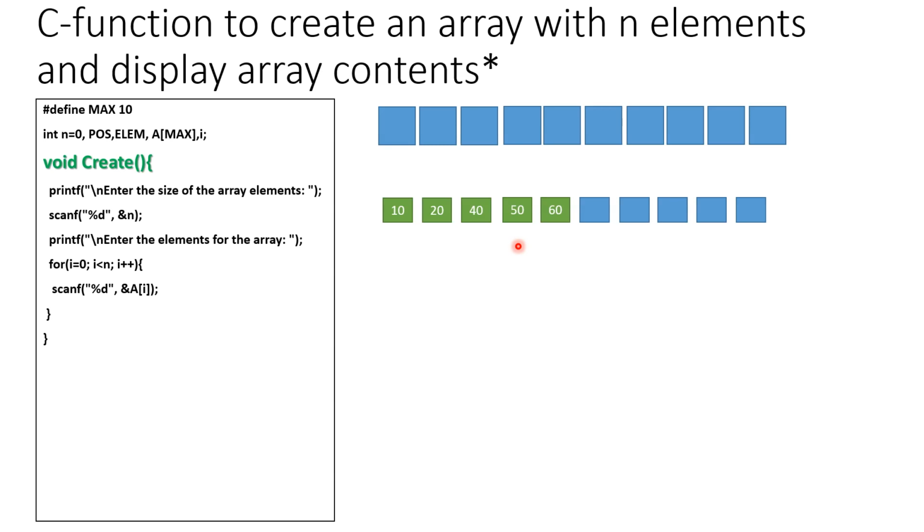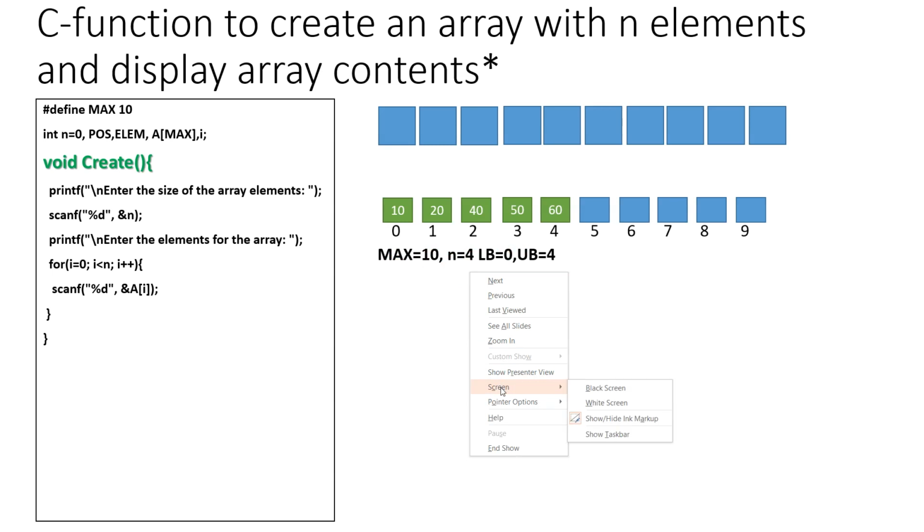Similar kind of statement for printing purpose, display. Okay, now max will not change. Size of this array is 5, it is not 4, it is 5. Lower bound is 0, upper bound is size minus 1, 5 minus 1, that is 4. UB is 4, LB is 0, size is 5, n value is 5.